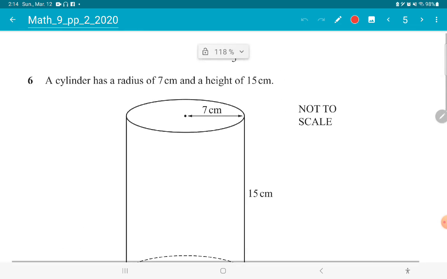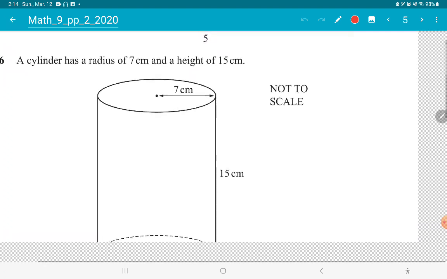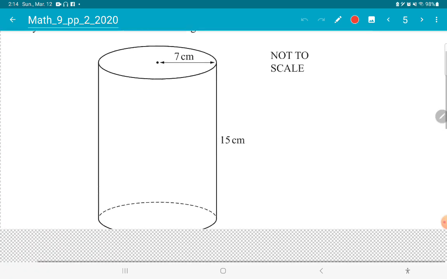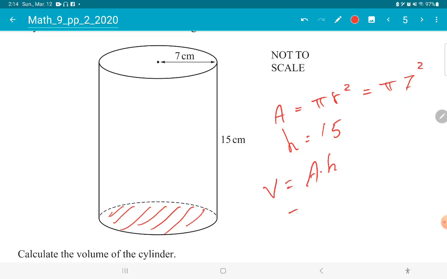Problem number 6. A cylinder. Radius is given, height is given, volume, easy. So we need the area of the base, which is a circle. So the area equals pi r squared, which is pi 7 squared, and the height is 15. So the volume equals area times height, which is pi 7 squared times 15. Get this number.